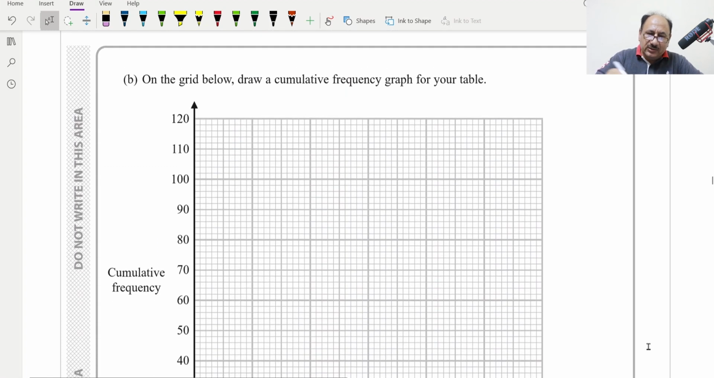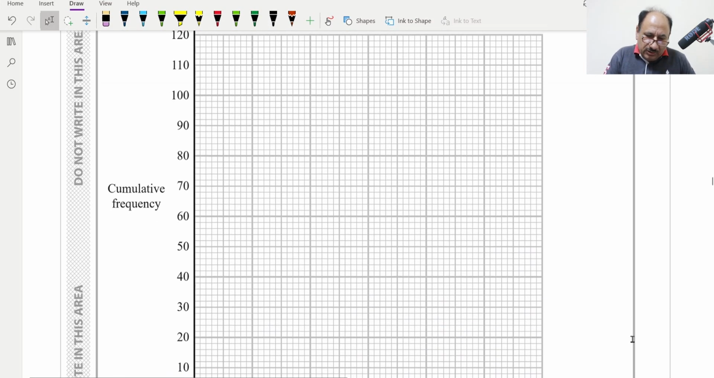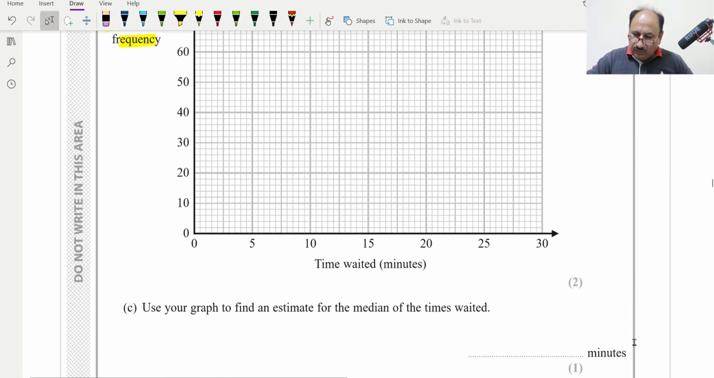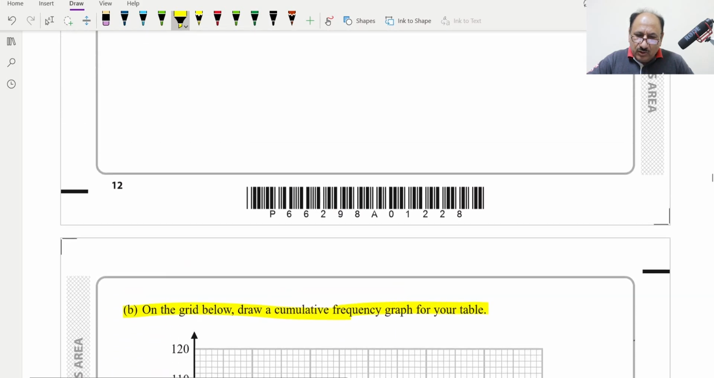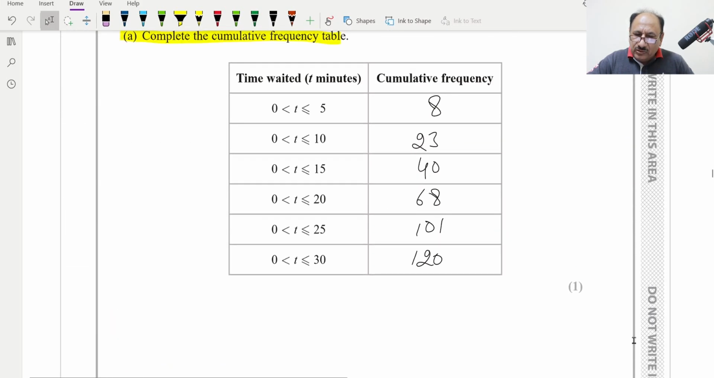Now they are saying on the grid below, draw a cumulative frequency graph for your table. Cumulative frequency is taken on the y-axis, and time waited they have taken on the x-axis, and we have to plot these points. Basically, we'll be using these points for cumulative frequency drawing.